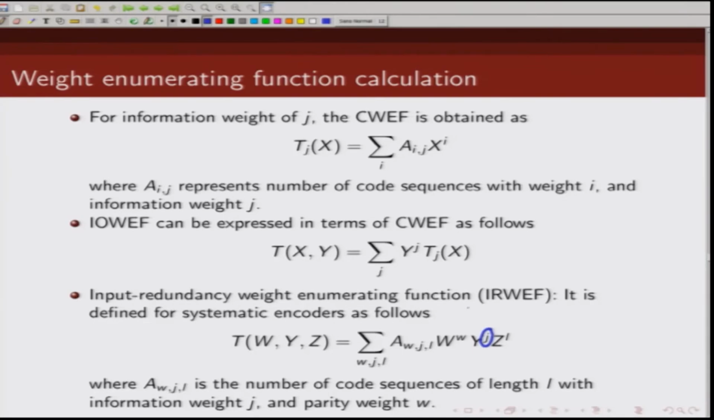So, when you are asked to show the output weight, instead of saying the output weight, you can just specify the weight of the parity bits, because it is a systematic encoder. The overall weight will be the weight of the parity bits plus the weight of the information bits, so overall weight would be W plus G. So, the input redundancy weight enumerating function is defined for systematic encoders, where instead of specifying the overall coded weight, you only specify the weight of the parity bits.